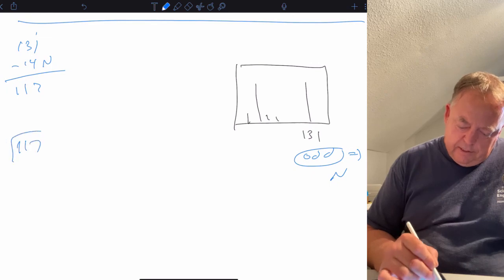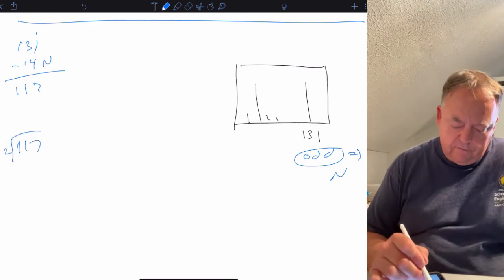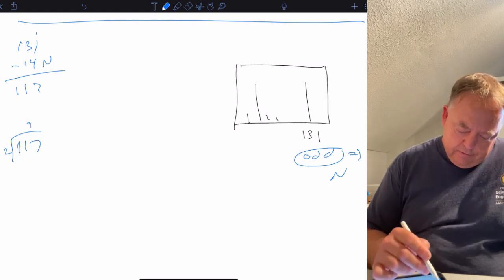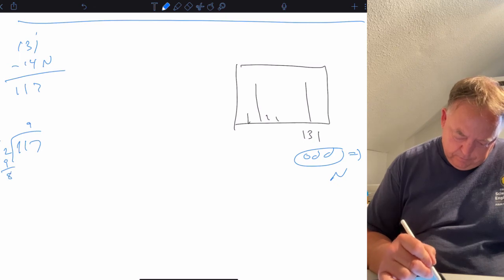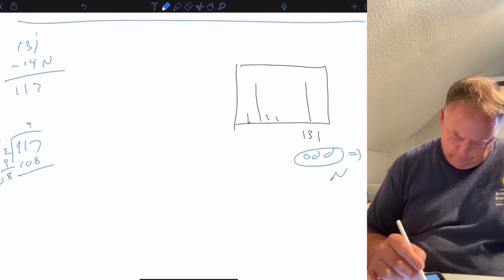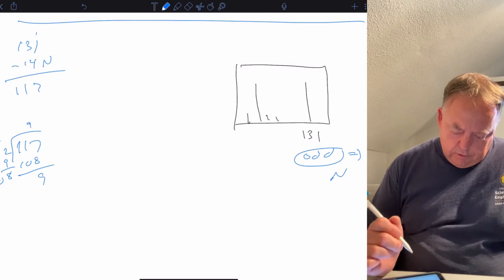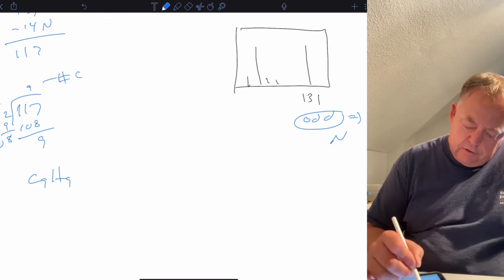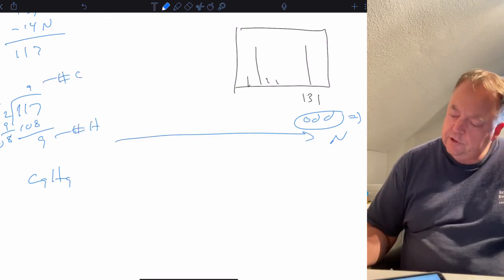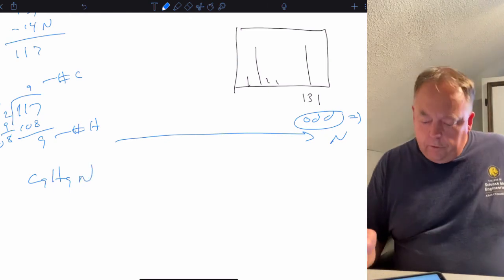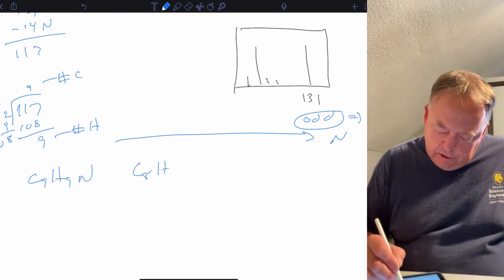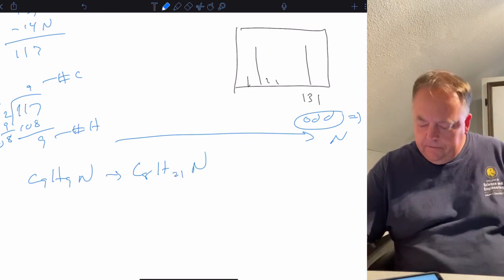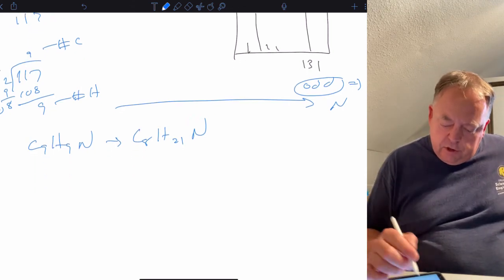And then take the 117, and now everything else is the same. Divide that by 12. How does this go? 9 times, with 9 left over. So C9H9, so that's the number of carbons, number of hydrogens, and don't forget your nitrogen. So that's one formula. Or we could go C8H21N, right? So that's another possible formula. And then get formulas with oxygen.